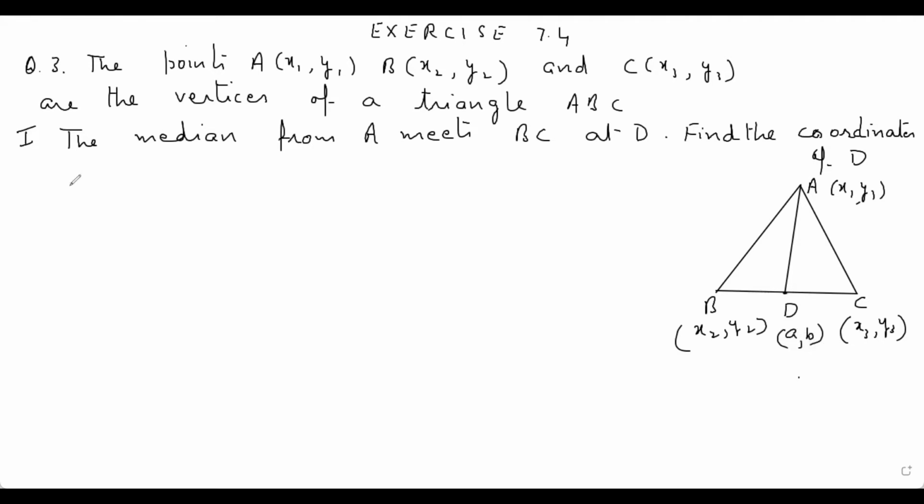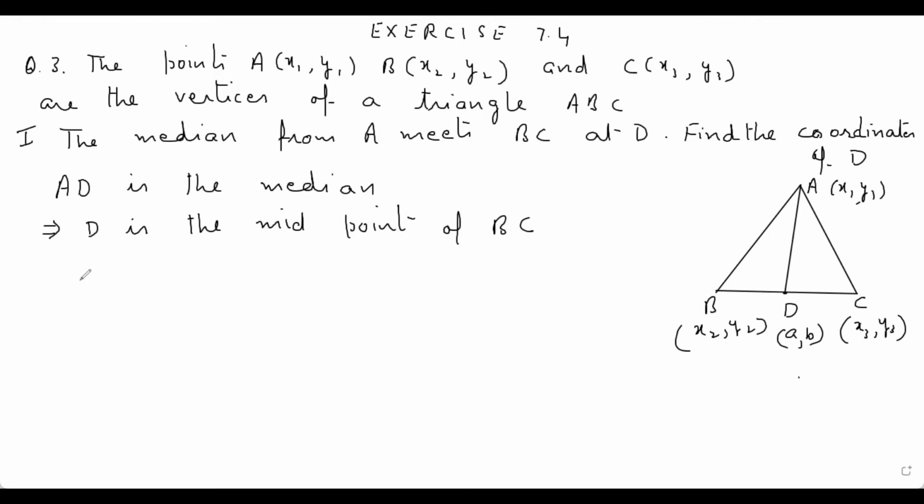Now let me tell you the definition of a median. A line joining the vertex with the midpoint of its opposite side is called the median of a triangle. So AD is the median. So it means D is the midpoint of BC. Since it is given AD is the median, D is the midpoint of BC.